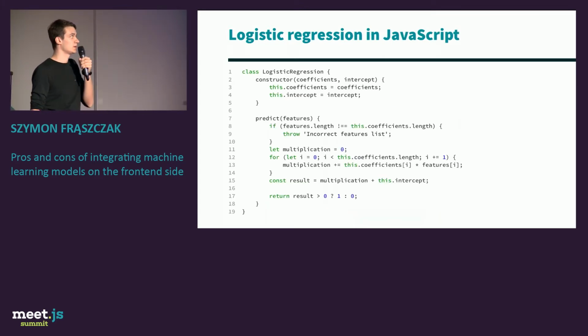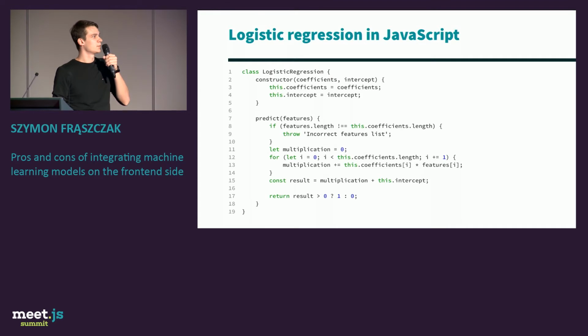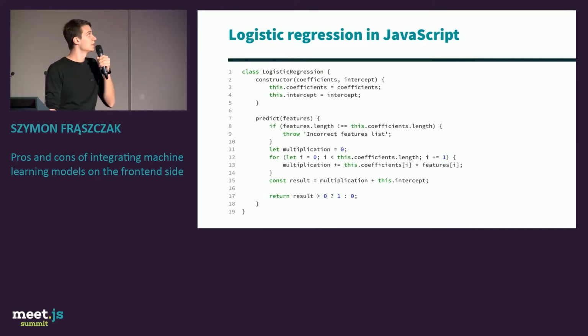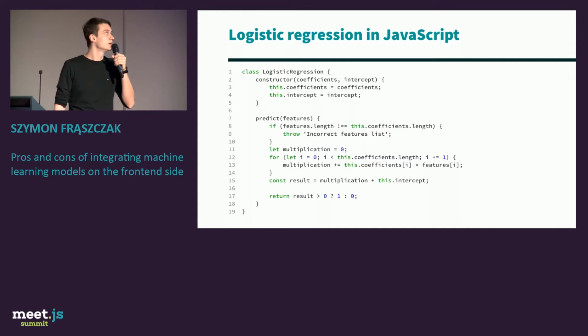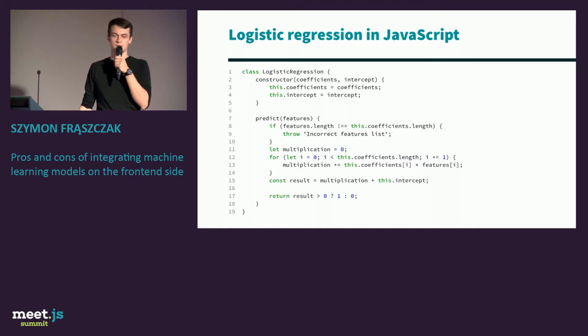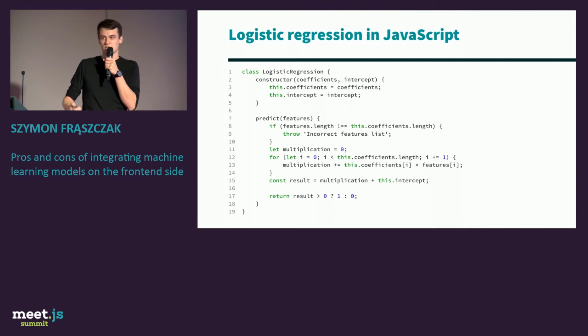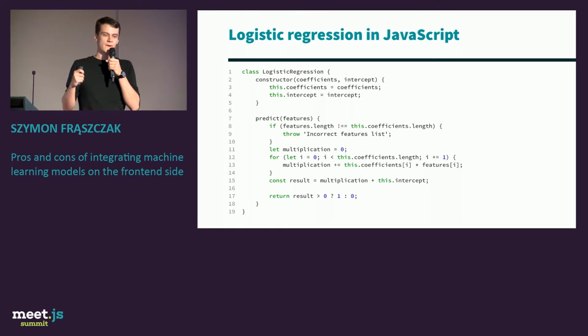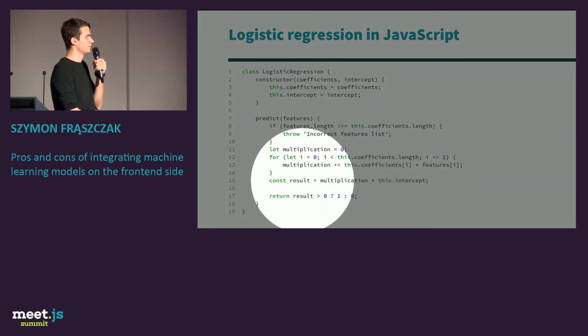And here you can see the code. We have a logistic regression class, which takes coefficients and intercept in the constructor. And we have our main method, which is predict, which takes the features list to get the final prediction. We are calculating the final result of the mentioned equation, and we are comparing it to 0.